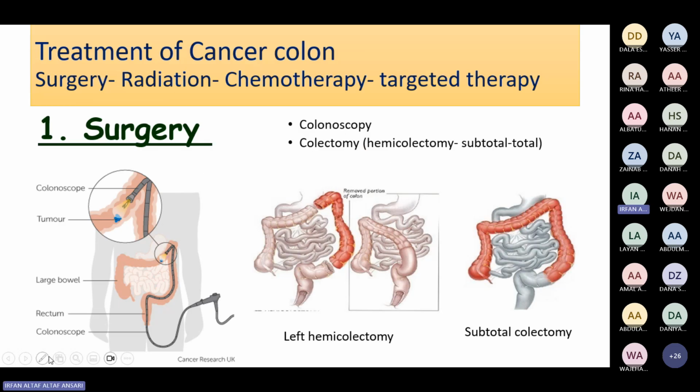Treatment: you have surgery, you have left hemicolectomy, subtotal colectomy, right hemicolectomy. So hemicolectomy is where you are removing a part of the colon, approximately half of the colon. Right? There is the left side and the right side. Subtotal, it goes from the cecum, appendix, to the sigmoid colon.